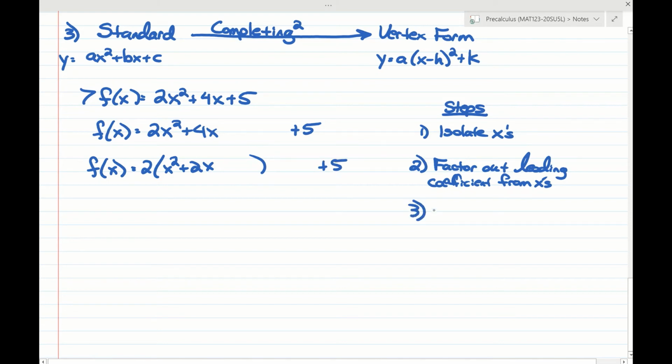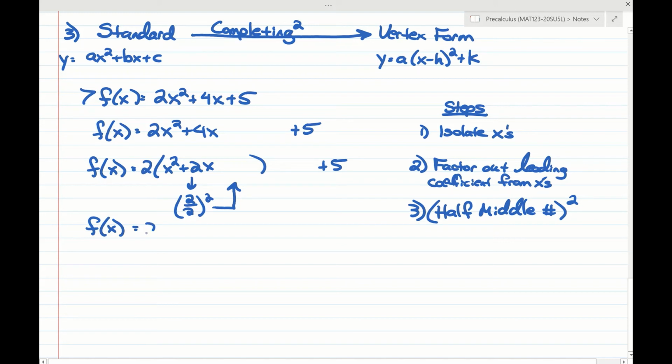For our third step, we're going to take half of the middle number, and then we're going to square it. So that means we're going to take 2 divided by 2 and then square it. So we'll say f of x is equal to 2 times x squared plus 2x plus 1 and then plus 5. And then for our last step, we really just added 2, right? So 1 times 2 is what we added by putting the 1 there.